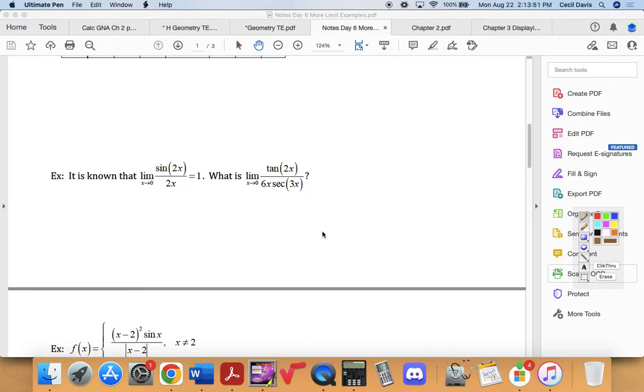Well, again, just like I was saying earlier, I'm going to rewrite everything in terms of sine and cosine, because I'm a lot better with those. So this is sine of 2x over cosine of 2x over 6x, and secant of 3x is equal to what? 1 over cosine of 3x.